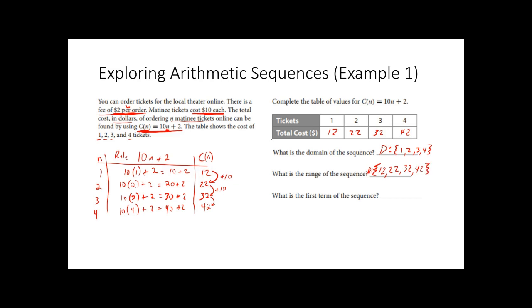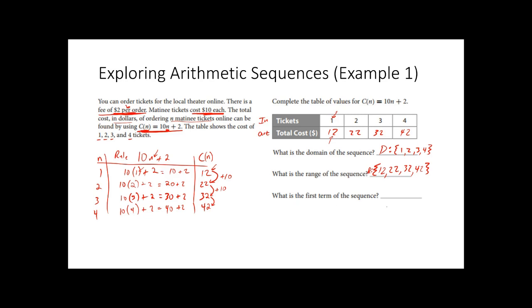So this is along the lines of input and output. Oops, I'm sorry, that is wrong. Let me explain why. What we put in is the number of tickets, right? The number of tickets is what we put in. We put in 1, out came 12. So tickets is the input, and total cost is the output.